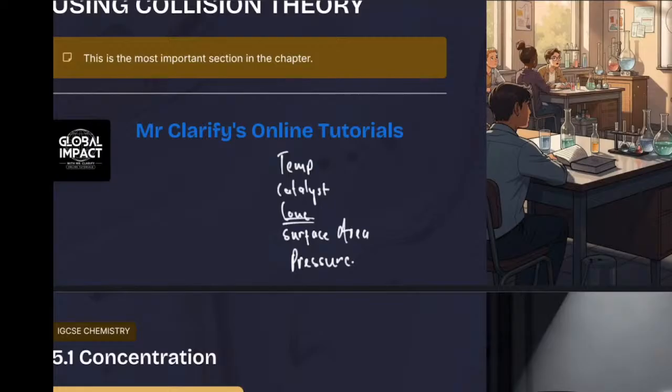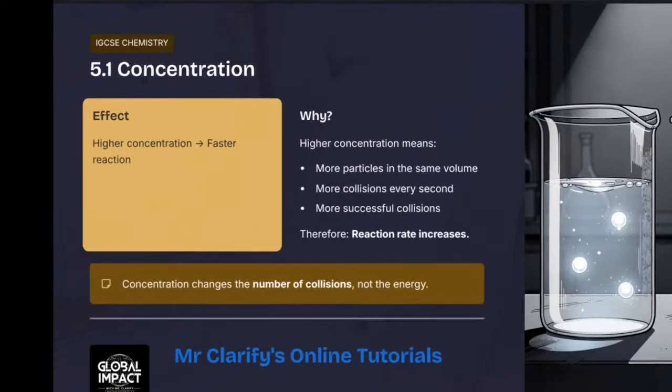When you increase concentration, why do you have a faster reaction? Because when you increase concentration, you're going to have more collisions and more successful collisions, and the rate increases. When you increase concentration, you will have more reactions. So concentration changes the number of collisions. When you increase the concentration, you will have more particles inside your solution, which means that there will be more collisions and more successful collisions. If you have more collisions, then there is a higher chance of having more successful collisions.